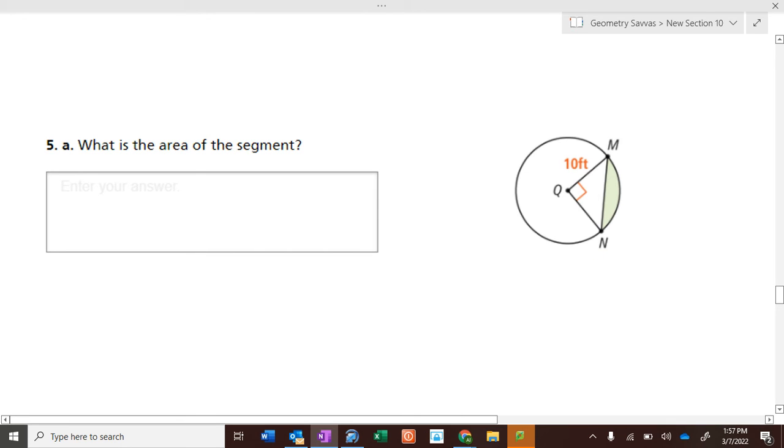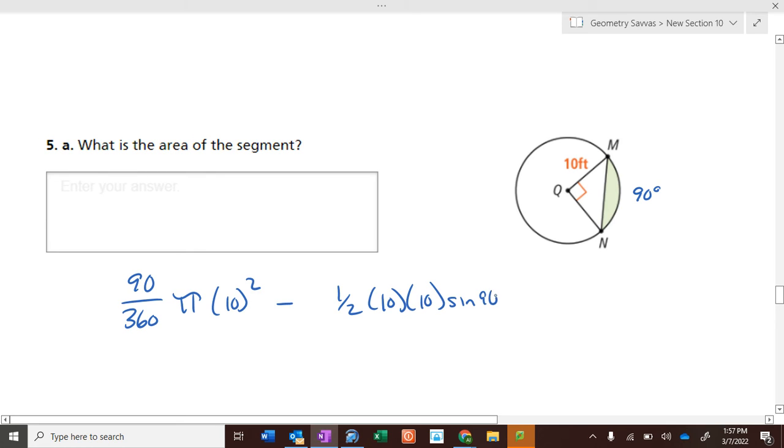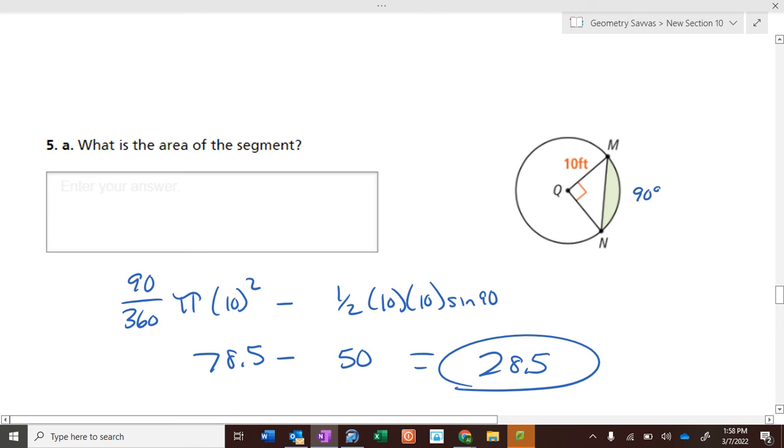What's our central angle there? How many degrees? 90 degrees. So it's 90 over 360 times pi r squared minus 1/2 of 10 by 10 times the sine of 90. So this would be like 50 over here, because the sine of 90 is 1. And this would be 100 times 1/4, so it's 25 pi. Whatever 25 times pi is, like 78.5. So if we subtract those two, we get 28.5. That's the area of the green shaded.